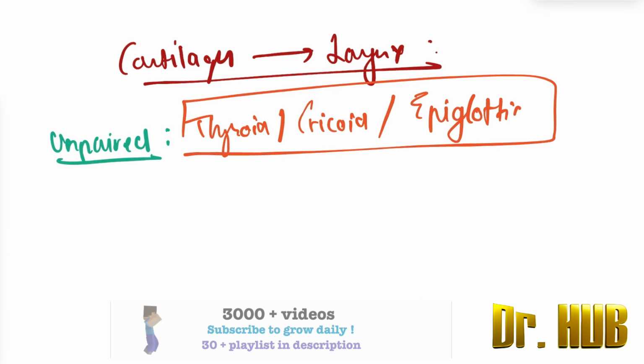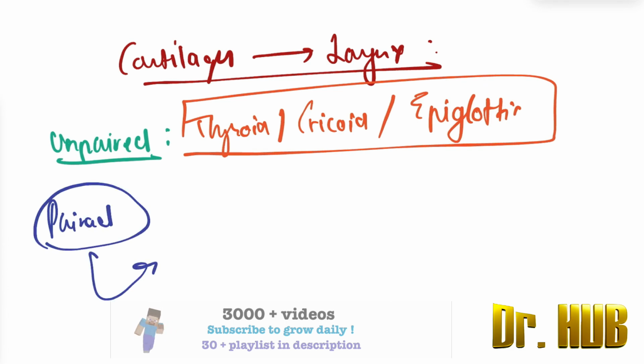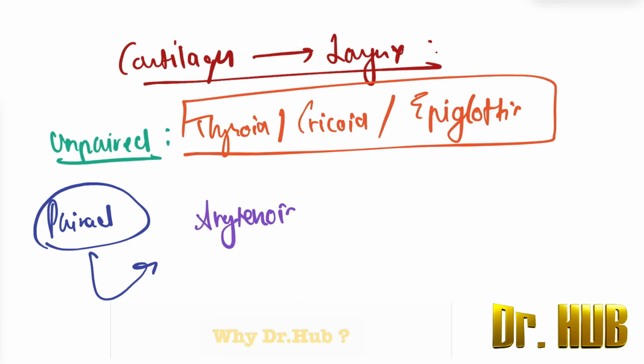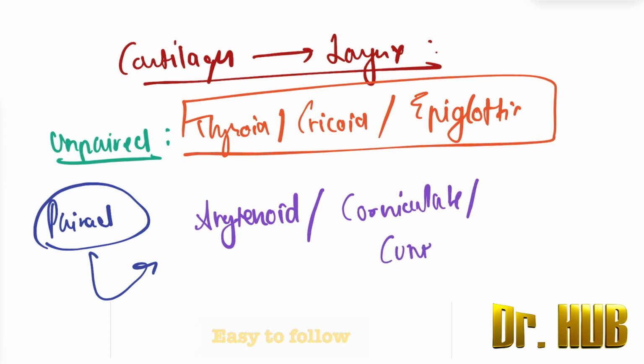Next we are going to see what the paired cartilages are. Under paired cartilages, it includes the arytenoid. Next there is the corniculate, as well as the cuneiform.